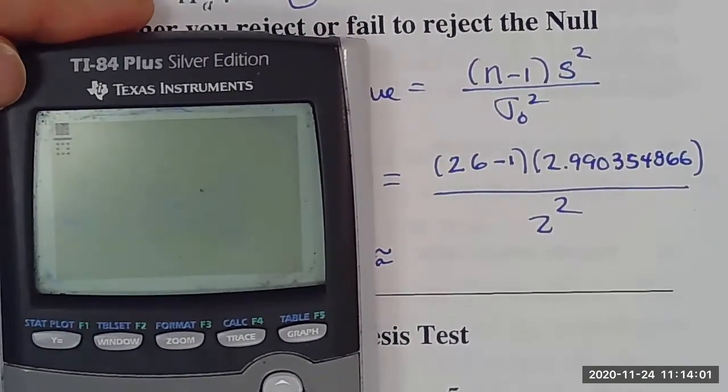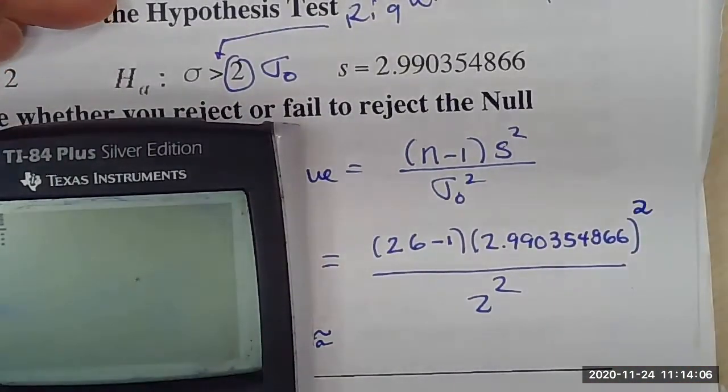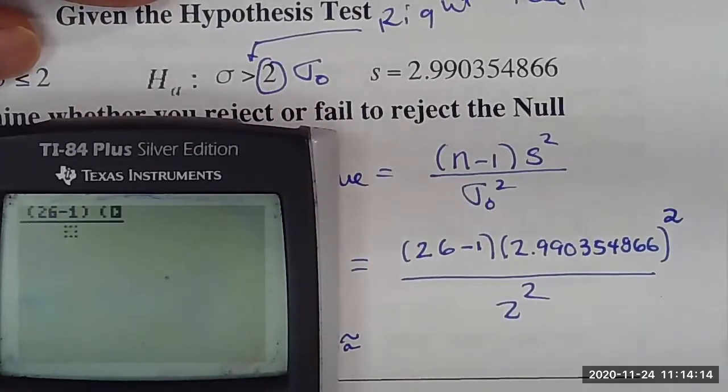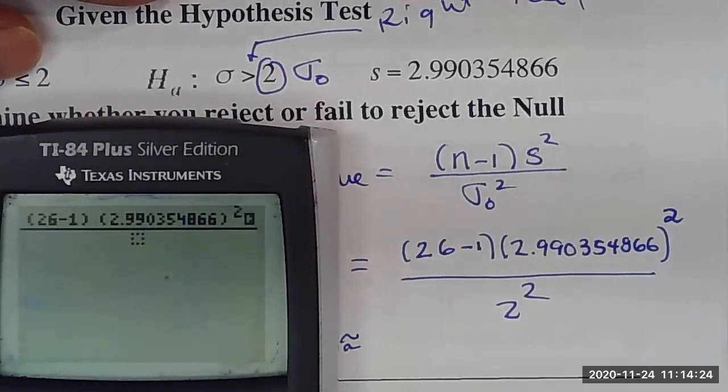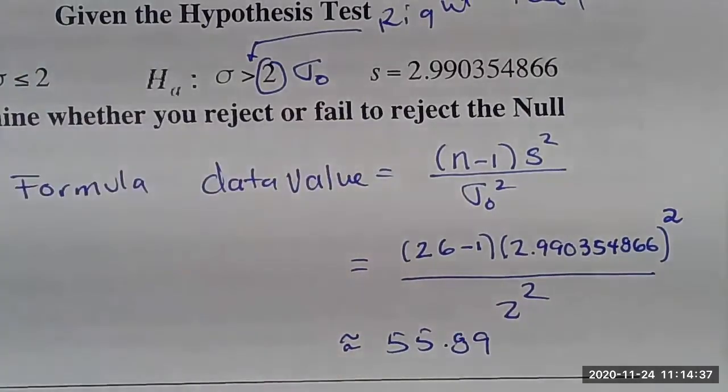Don't we square the S? Yes, thank you, I didn't do that. Good catch. So 55.89.